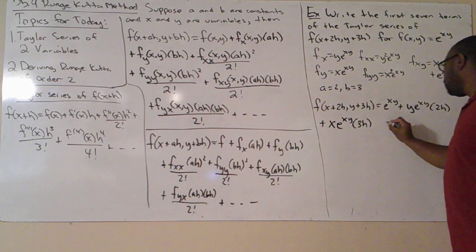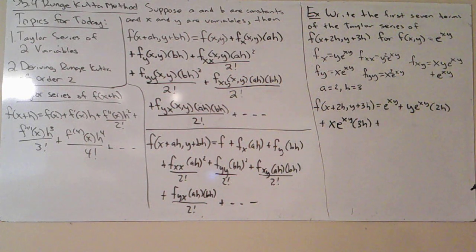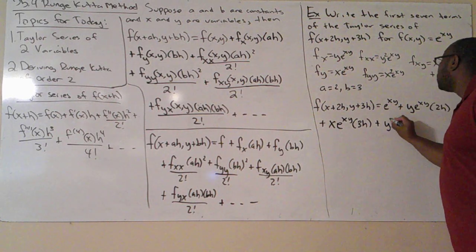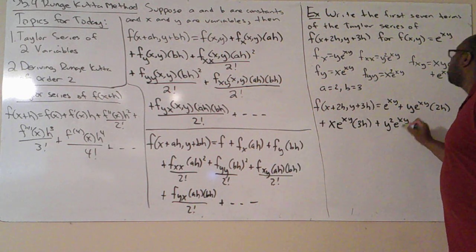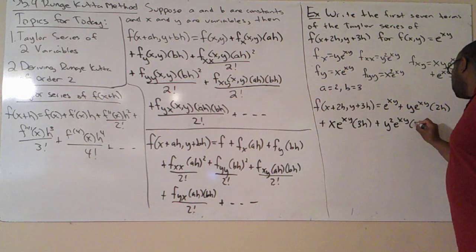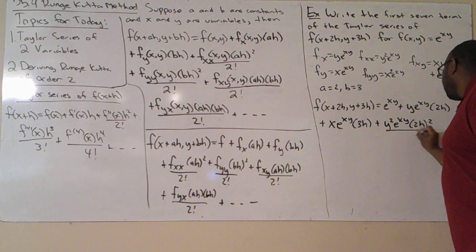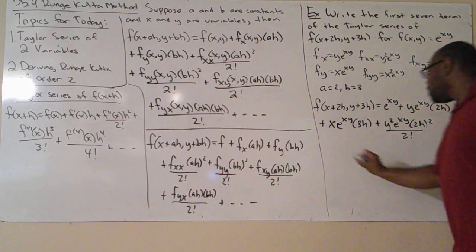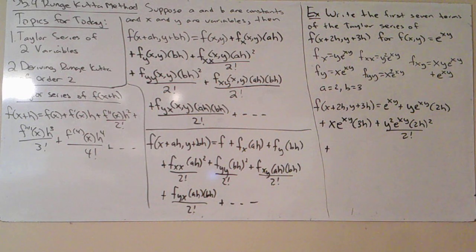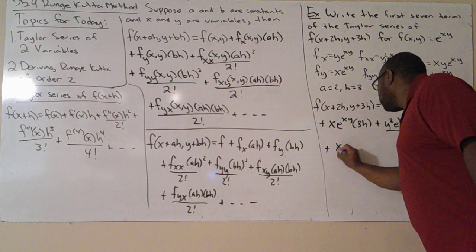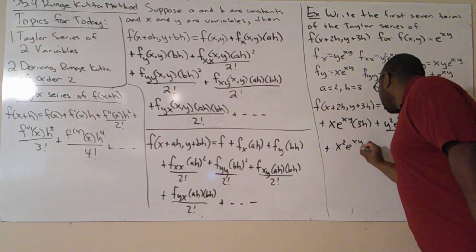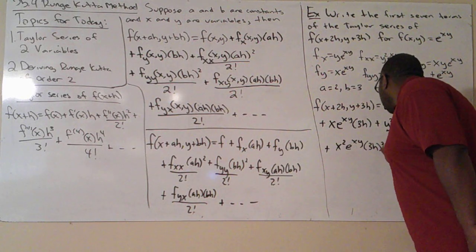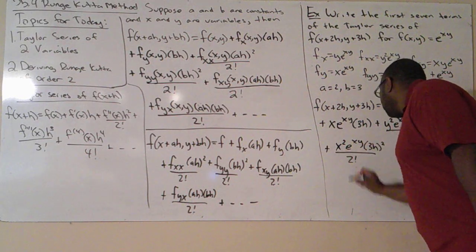plus the partial derivative of f with respect to x, and x again, we saw that that was y squared e to the xy, times 2h squared divided by 2 factorial. Plus, here we have the partial derivative of f with respect to y, then y again, we have x squared e to the xy, times 3h squared over 2 factorial.